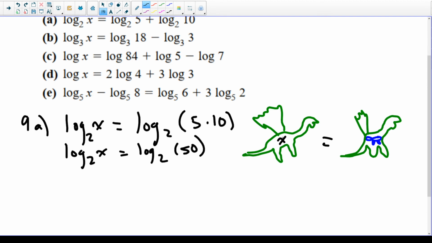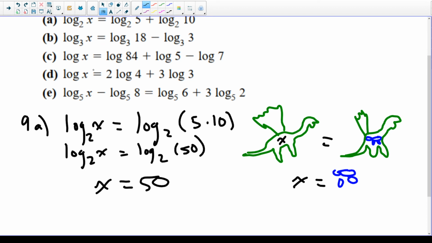Okay? If the dragon has swallowed a sheep, and it's the same dragon that has an X in its stomach on this side, what does X have to equal? X has to equal the sheep. That's the rule. So if you have log base 2 of X on this side, and you have log base 2 of 50 on this side, what does X have to equal? You just drop the logarithms. It's very similar to the drop the base rule that we were doing the other day for exponents, because logarithms are exponents. So that's the only thing new about that particular set of questions.